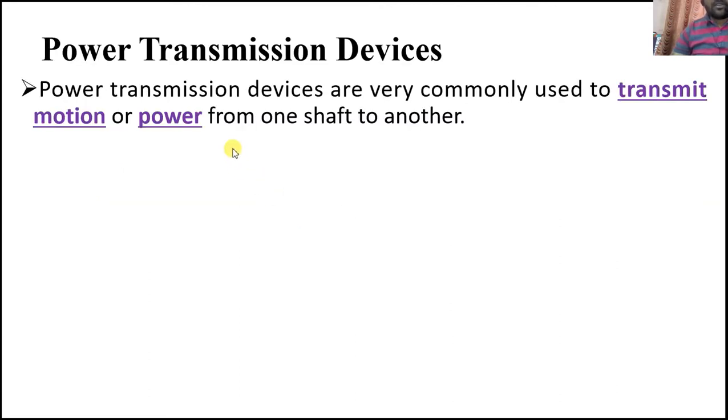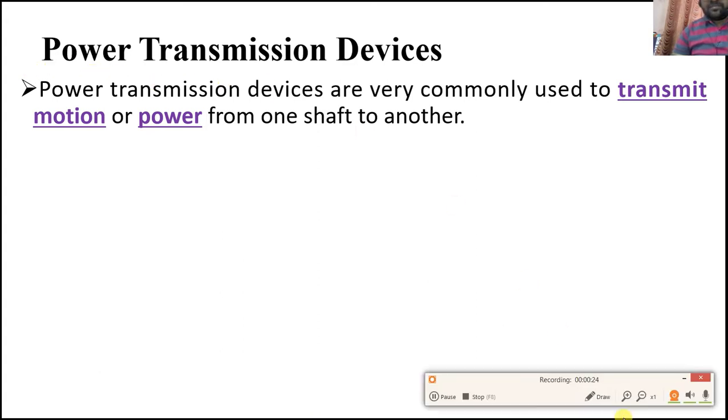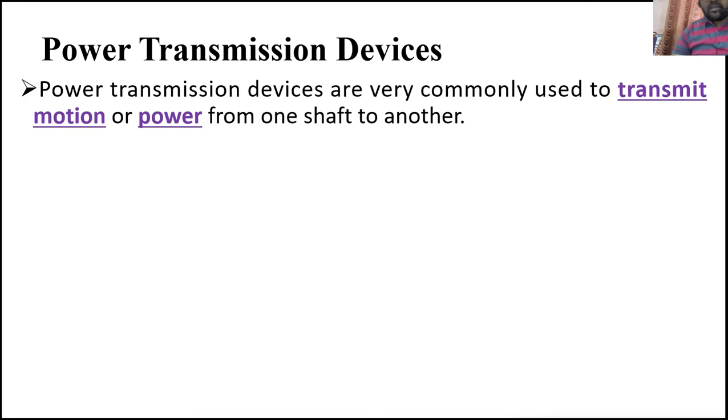What are the power transmission devices, or what is meant by the power transmission devices? When a device is used to transmit the power or motion from one point to another point, or from one place to another place, then that device is called a power transmission device. The main thing is transmission of motion or power from one place, or from one shaft to another shaft.